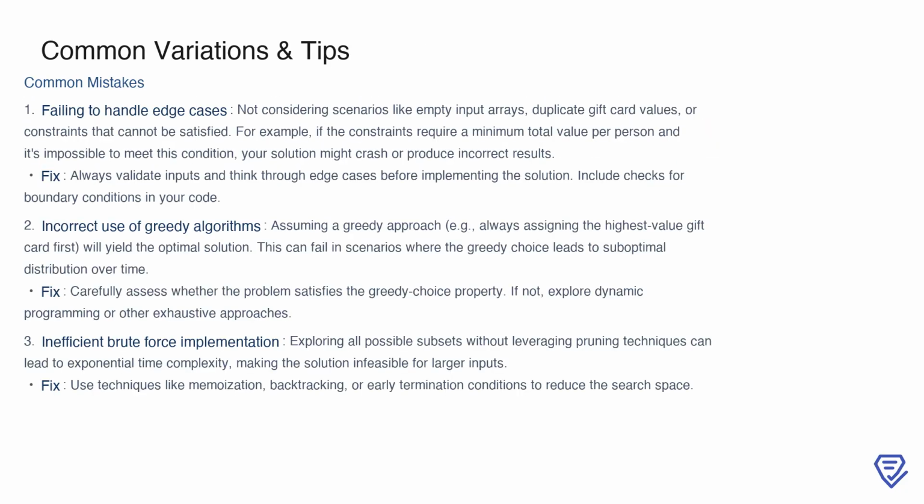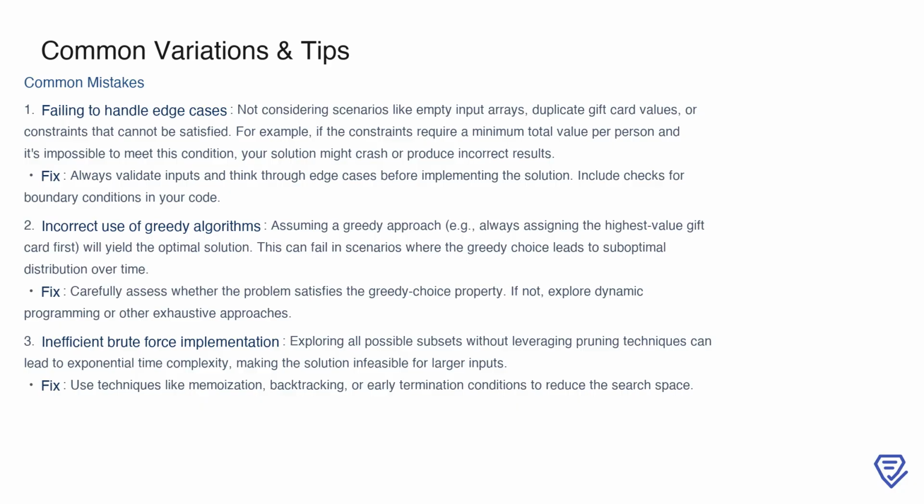When solving this problem, there are a few common mistakes to watch out for. First, failing to handle edge cases can lead to crashes or incorrect results. For example, if the input array is empty, if there are duplicate gift card values, or if the problem constraints require a minimum total value per person that simply can't be satisfied, your solution needs to account for these scenarios. To address this, it's crucial to validate your inputs thoroughly and include checks for boundary conditions in your code.